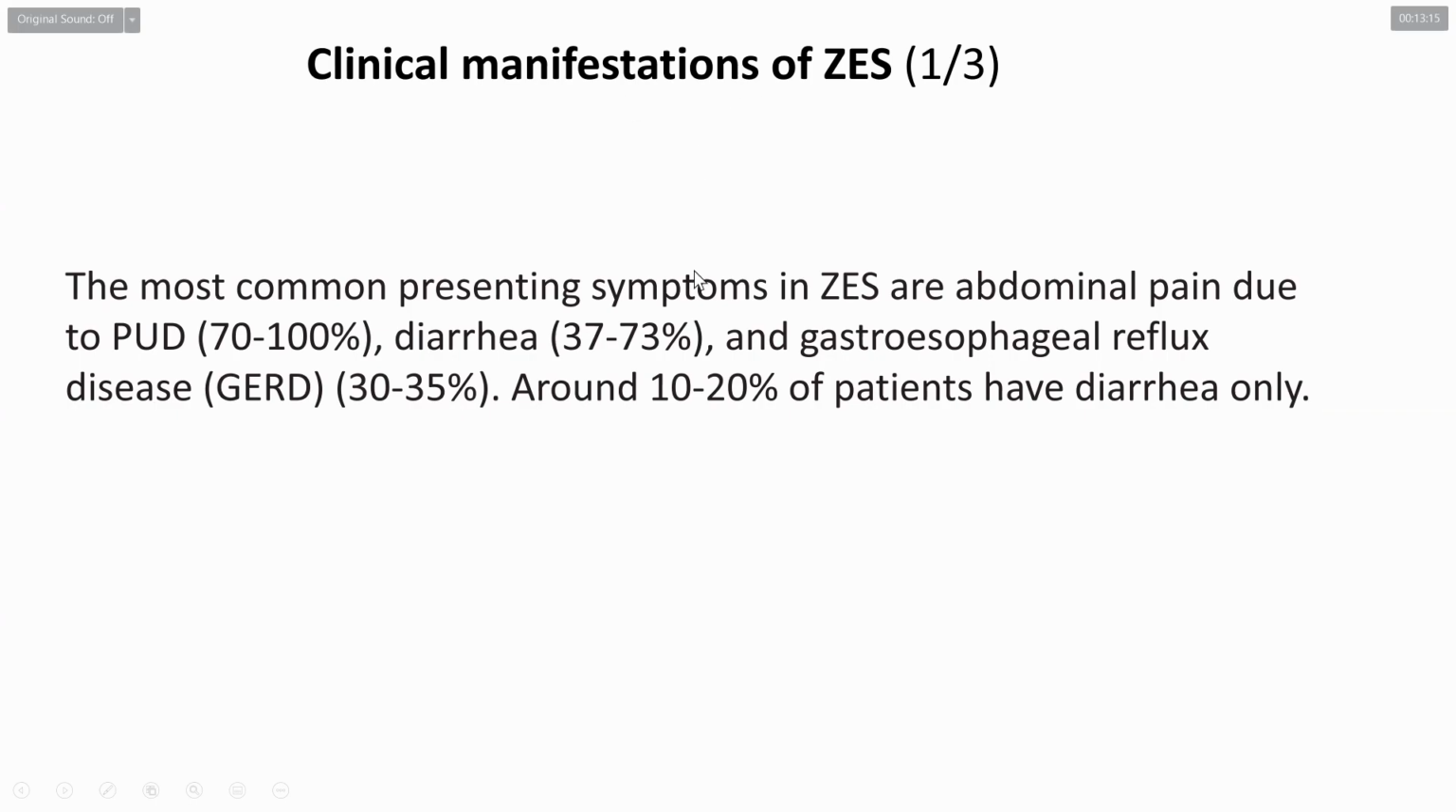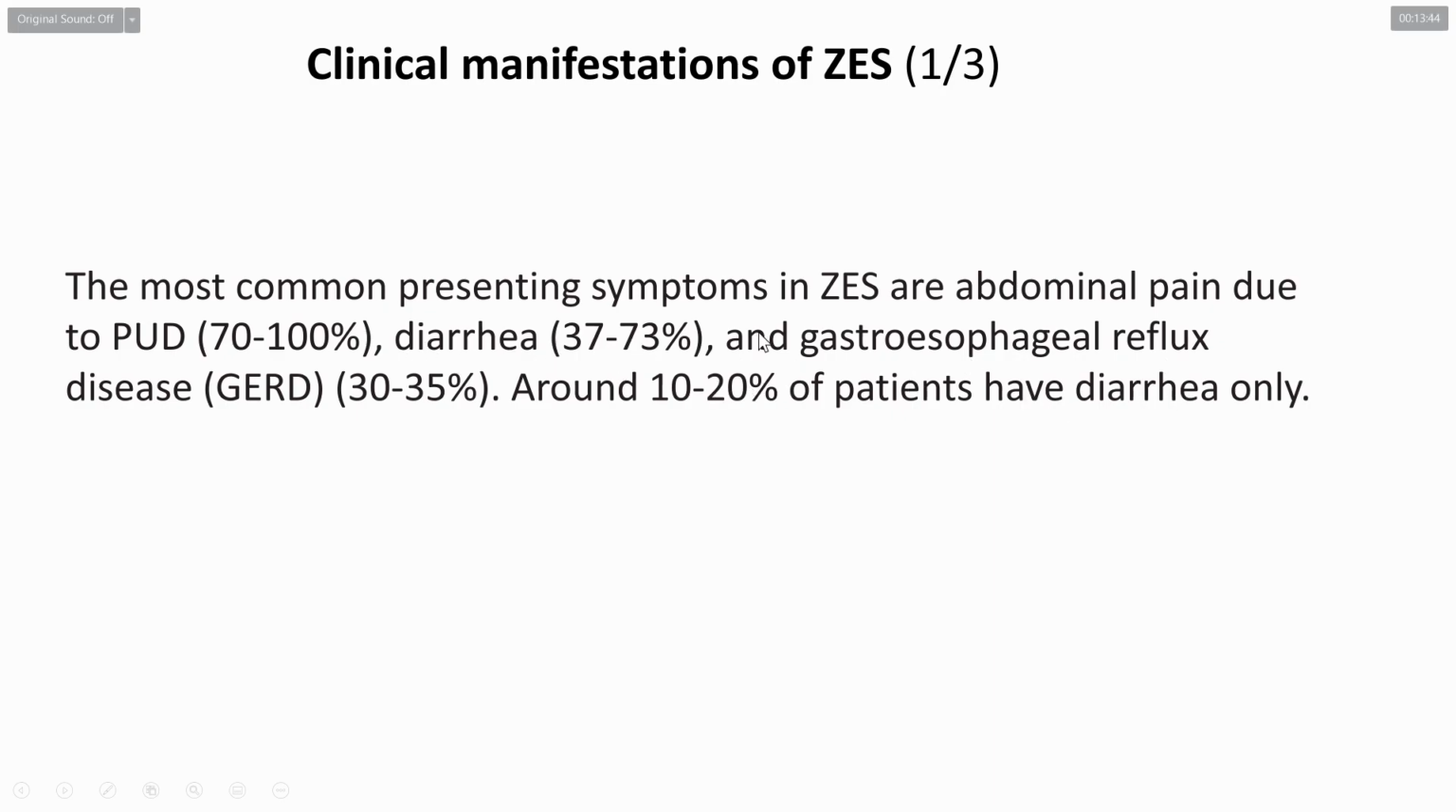Clinical presentation. What do you expect in someone with hypergastrinemia and hyperacidity? Peptic ulcer disease. They also have diarrhea, not necessarily bloody. They may not have bleeding peptic ulcer disease. They may not bleed, but they have diarrhea as well. They also have severe reflux, because the stomach is full of acid. Okay. And 10% will have diarrhea only.